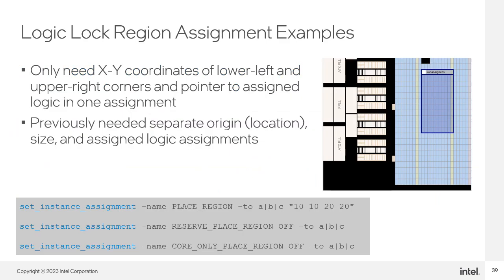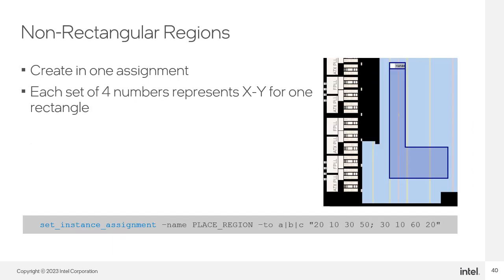Logic lock assignments in the QSF file are much simpler than the Logic Lock Standard Edition region assignments. A single assignment specifying the logic assigned to the region and the lower left and upper right XY coordinates of the region are all that's required. Logic Lock Standard Edition regions require separate assignments for all this information. In the example shown, you can see that the ABC logic is constrained to a region whose lower left corner is at 10,10 and whose upper right corner is at 20,20.